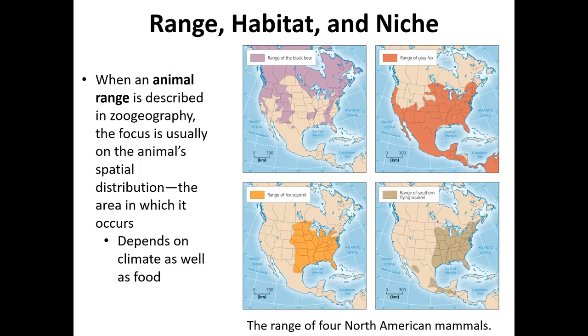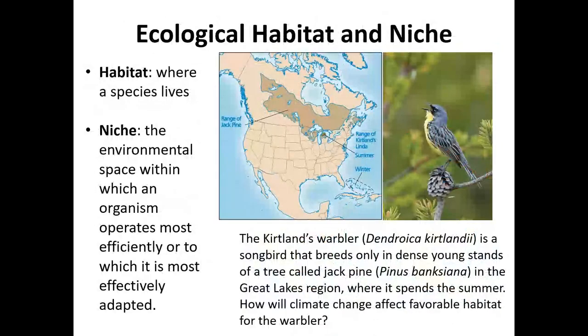An animal's range is fairly straightforward. It's where you can find the animal. These examples are the range of the black bear, the range of the gray fox, the range of the squirrel, the range of southern flying squirrels, and so on. So the range is where an animal can be found, where an animal is likely to live. Within a range is a habitat. A habitat is a little more specific. It is within that range, where would you likely find an animal? So gray squirrels, for instance, have a large range, but their habitat would be forested areas.